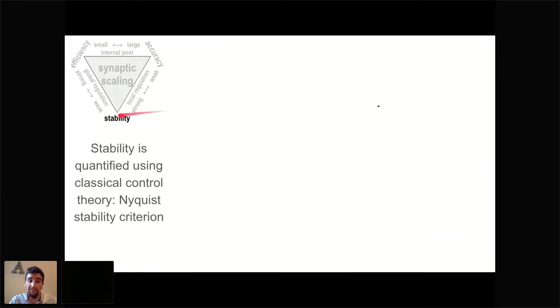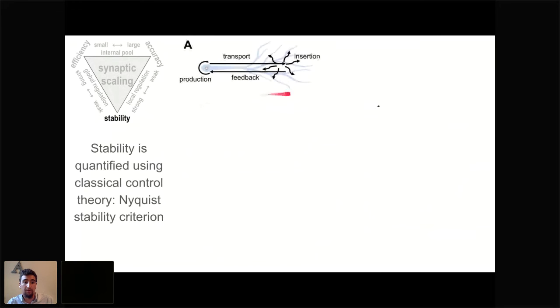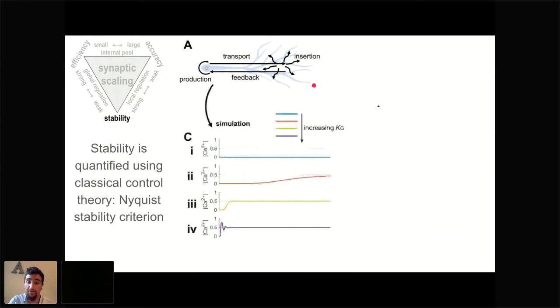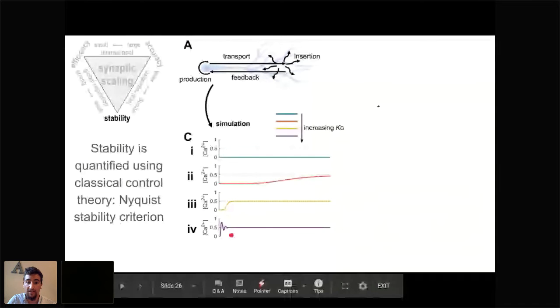So let's begin with the theory of stability and how we might rigorously quantify stability. We have a fairly complex system with a lot of moving parts, and we can simulate our system. This is what we've been doing. And one of the parameters that modulates stability was global gain, or kg. This is what we saw with the stability efficiency trade-off. As we increase kg going down this way, the cell fills faster, but also becomes less stable. And we begin to see overshoots and oscillations, like in the purple trace in C4.